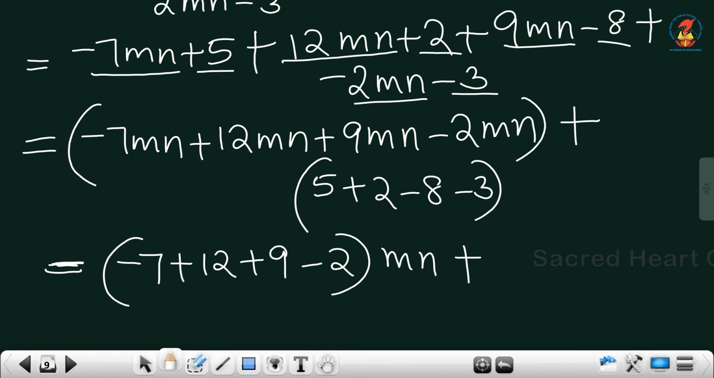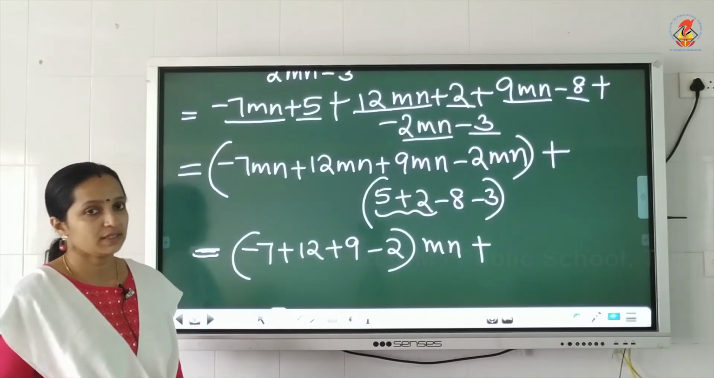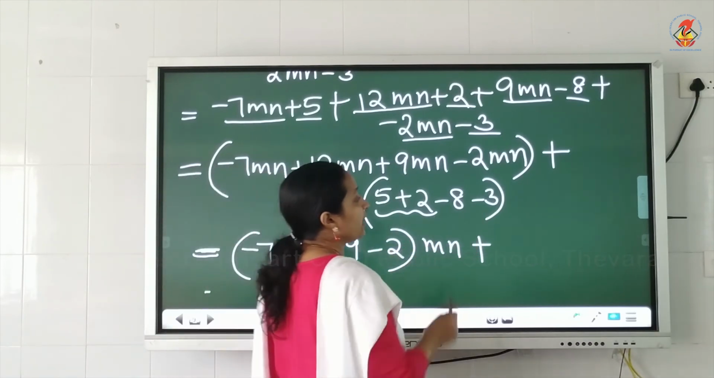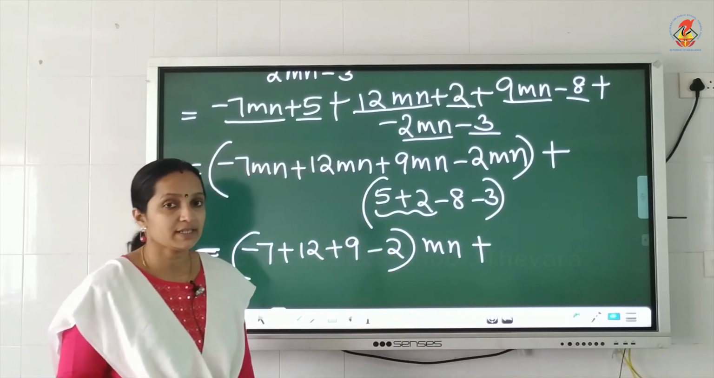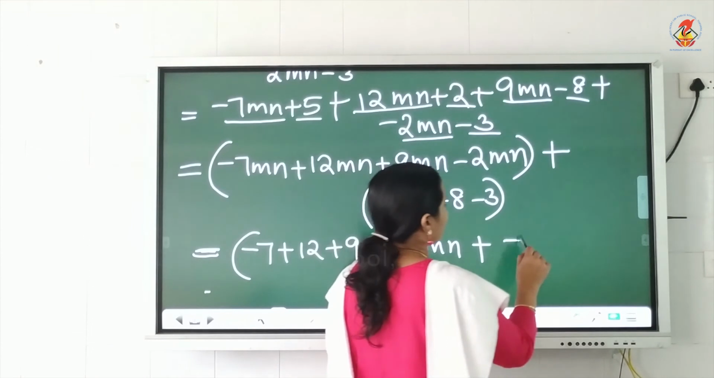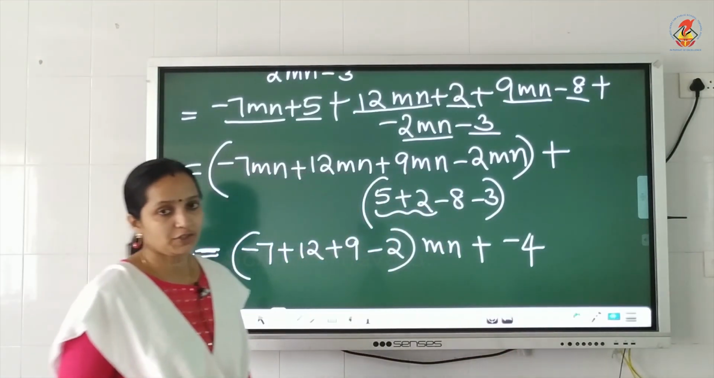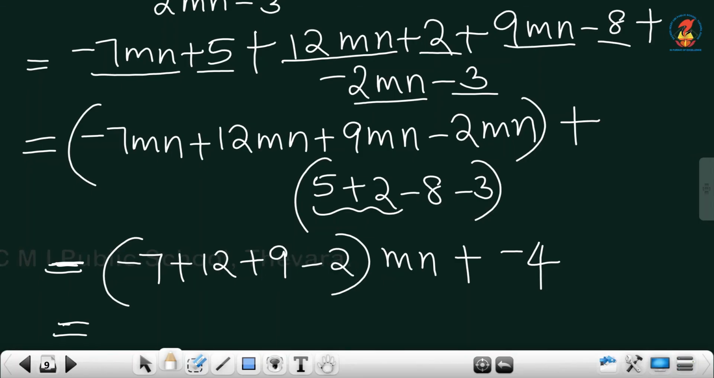Okay. Plus here, what is the answer? 5 plus 2 is, this is constant, just add it. 5 plus 2, 7. 7 minus 8, what is the answer? It's negative 1. Negative 1 minus 3, what is the answer? Negative 1 minus 3 is negative 4. So, we got the answer negative 4. Now, you solve this part.